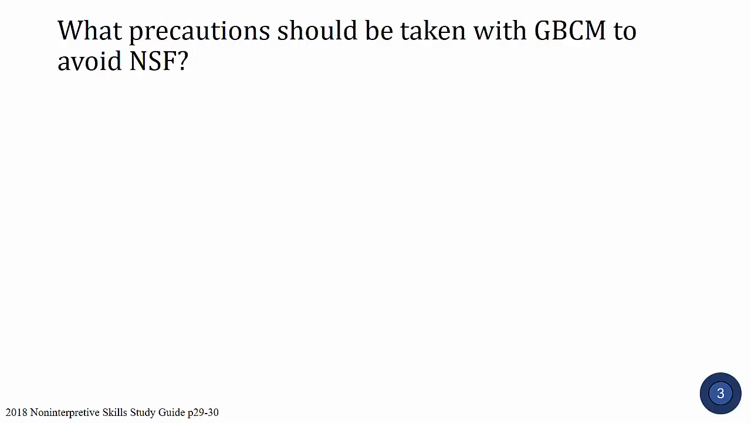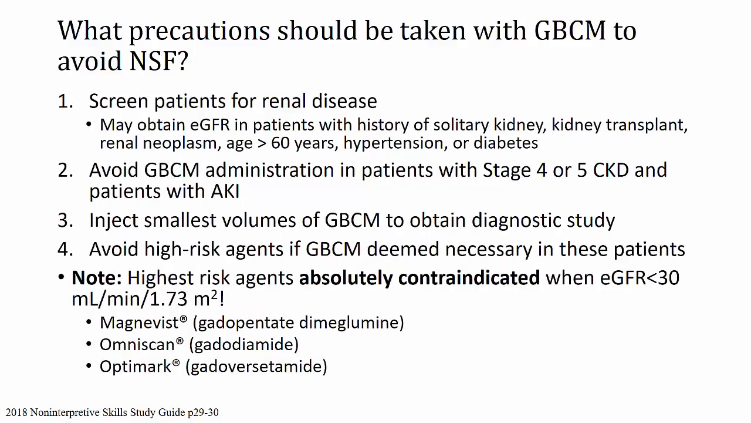Next question. What precautions should be taken with gadolinium-based contrast media to avoid nephrogenic systemic fibrosis? Well, we screen patients for renal disease, and we may obtain a GFR in patients with a history of solitary kidney, kidney transplant, renal neoplasm, some say age greater than 60 years, hypertension, or diabetes.